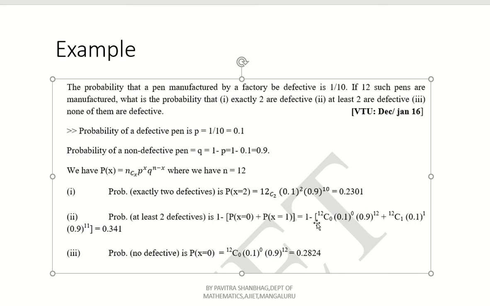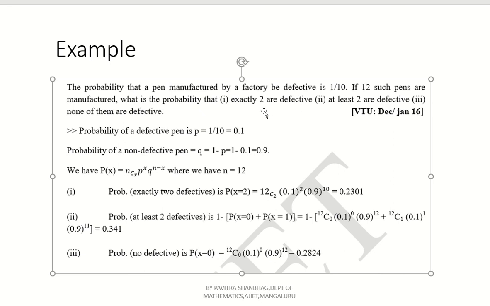That is what? 1 minus. Here you should put brackets properly, and this is a sum. Be careful. So what is x equal to 0? P of x equal to 0 means what? 12c. N is fixed, p is fixed, q is fixed. Only x varies. 12c0, 0.1 power 0, 0.9 power 12 minus 0, because n minus 0, right? Plus, similarly, what is p of x equal to 1? 12c1, 0.1 power 1, 0.9 power 12 minus 1, that is 11. So if you calculate this, you will get 0.341. Use the calculator properly for the calculation part.